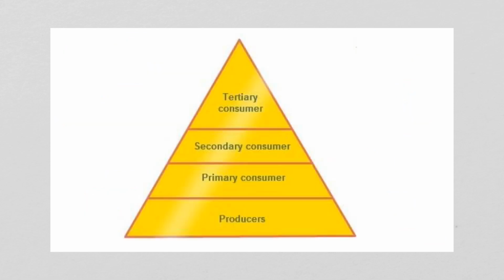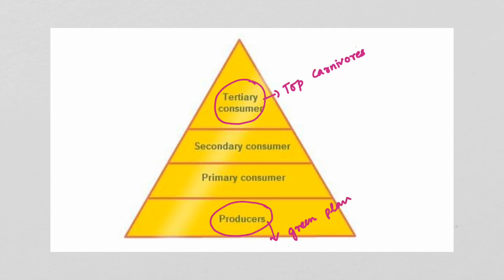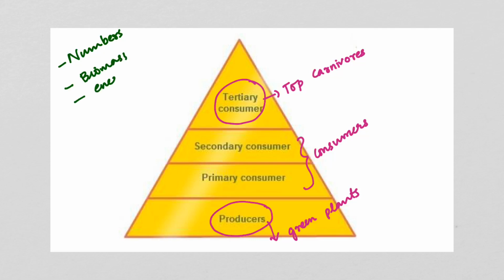Now this is an example of an ecological pyramid. It starts with the producers, and at the tip of the pyramid we have the tertiary consumers or the top carnivores. Producers are the green plants, and in between them we have the other levels of consumers. So this is how an ecological pyramid would look, and there are basically three types of pyramids. One is the pyramid of numbers, then the pyramid of biomass, and we also have the pyramid of energy. So these are the three types of pyramids we have.